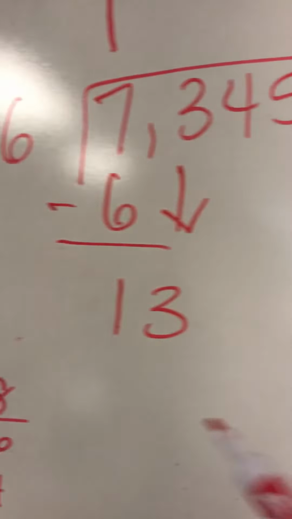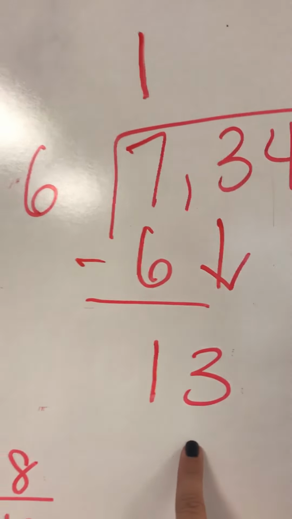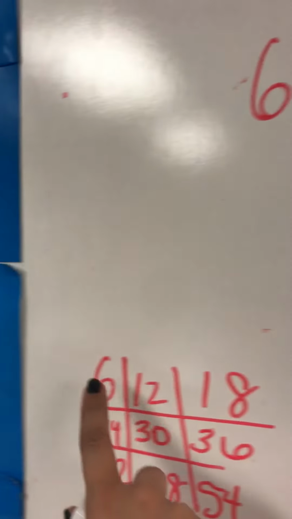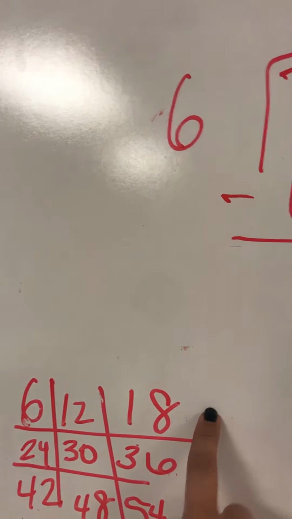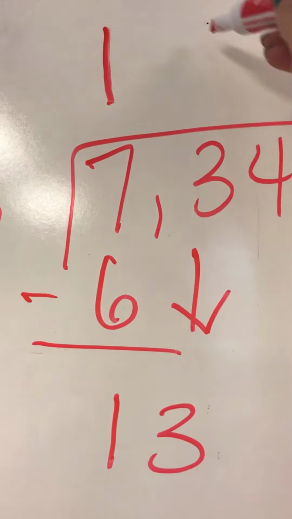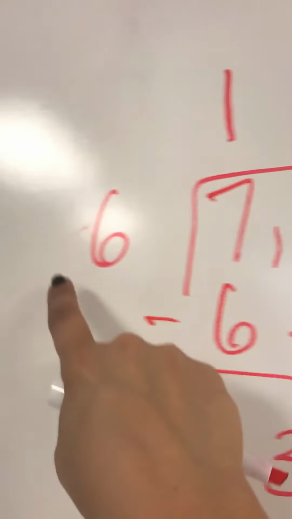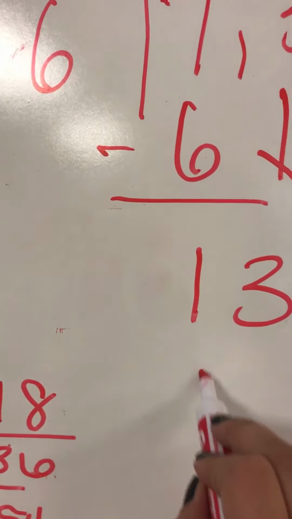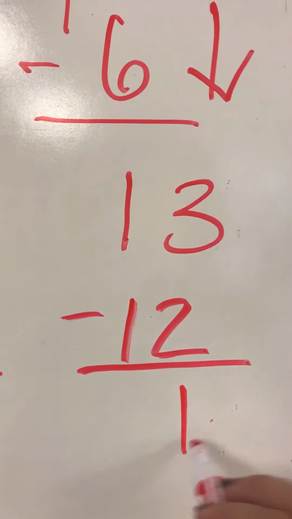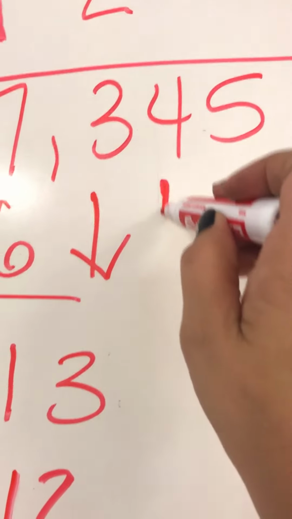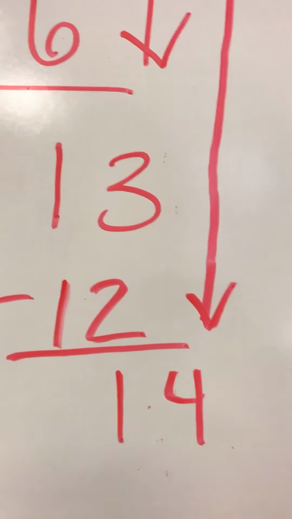We divide. So 13 divided by 6. 6 can go into 13 two times without going over. So 1, 2. Otherwise it goes over to 18, and we don't want that to happen. So 13 divided by 6 is 2. Then we multiply. 2 times 6 is 12. Then we subtract. 13 minus 12 is 1. We have a 4. We bring the 4 down. And now we have made a new number of 14.